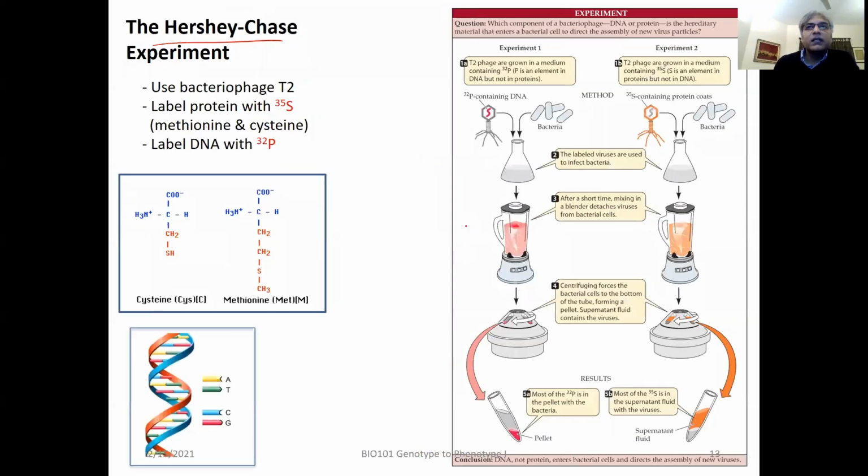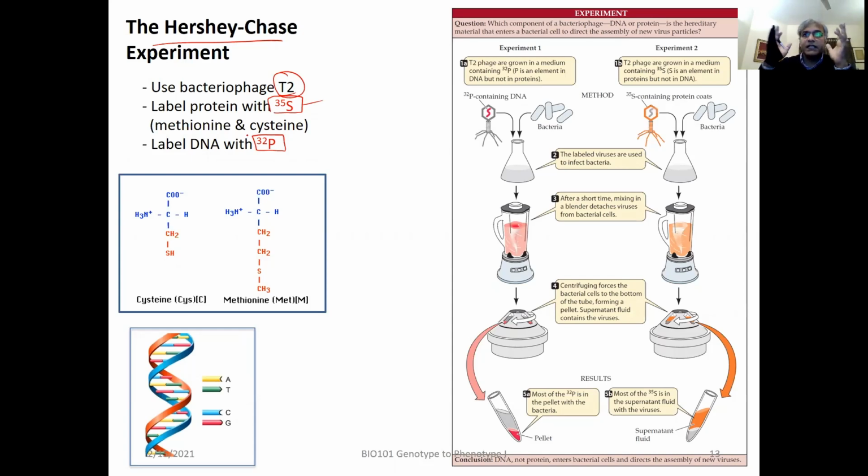They came up with a very intelligent, very smart approach. They said, okay, we are going to use bacteriophage T2. This is the type of the phage. We are going to grow them in the presence of radioactive sulfur, S35, a radioisotope, or we are going to grow viruses in the presence of radioactive phosphorus, P32.